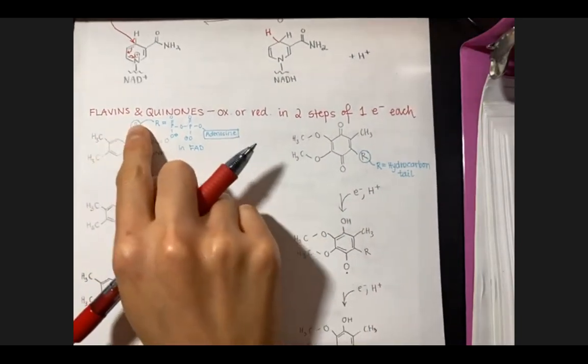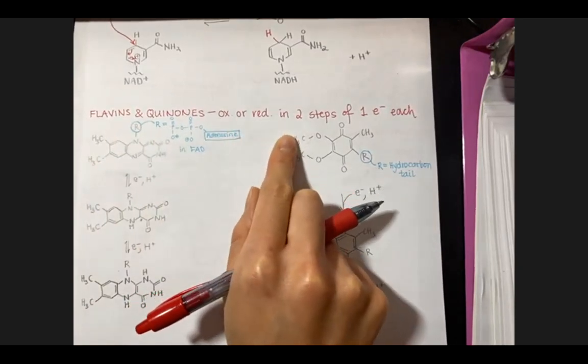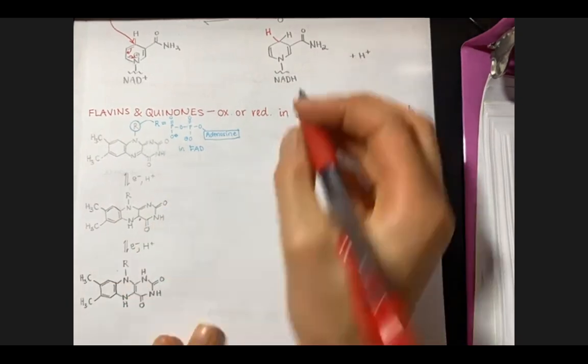Another class are the flavins and quinones, which can be oxidized or reduced in 2 steps of 1 electron each. So it's sequential.